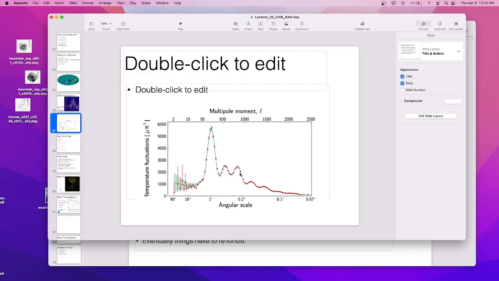I don't really understand what this has to do with the size. Is it the size of the fluctuation or the size of the actual universe? Yes, both of those things.